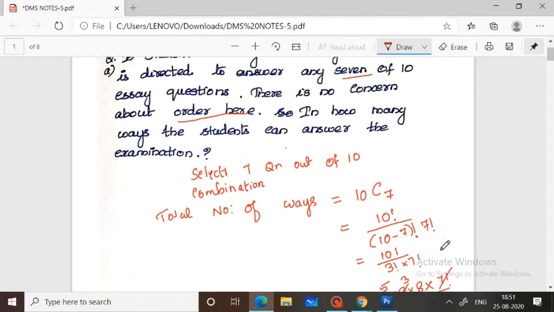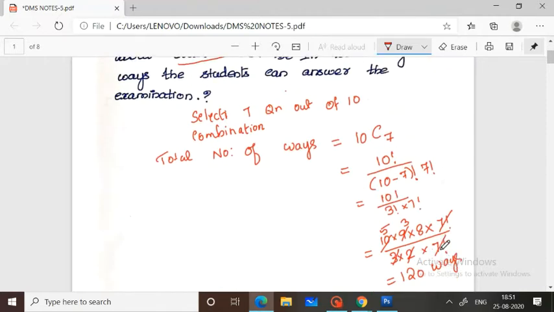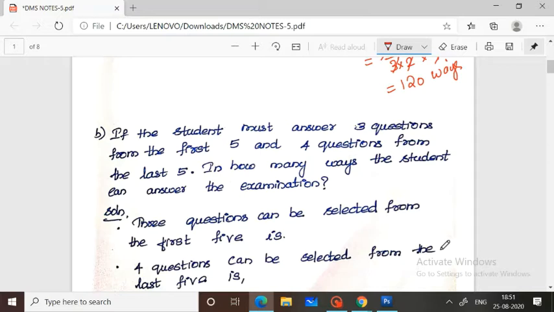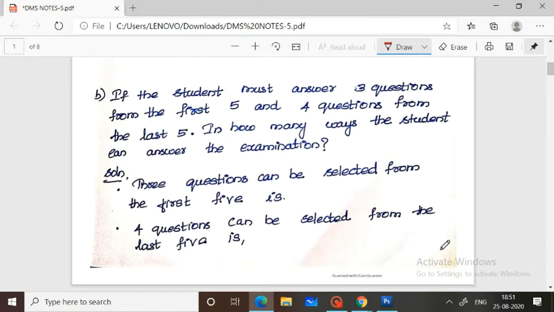The next part is a continuation of this: if the student must answer 3 questions from the first 5 and 4 questions from the last 5, in how many ways can the student answer the question? So it is given here that the first part contains 5 questions and the second part also contains 5 questions.